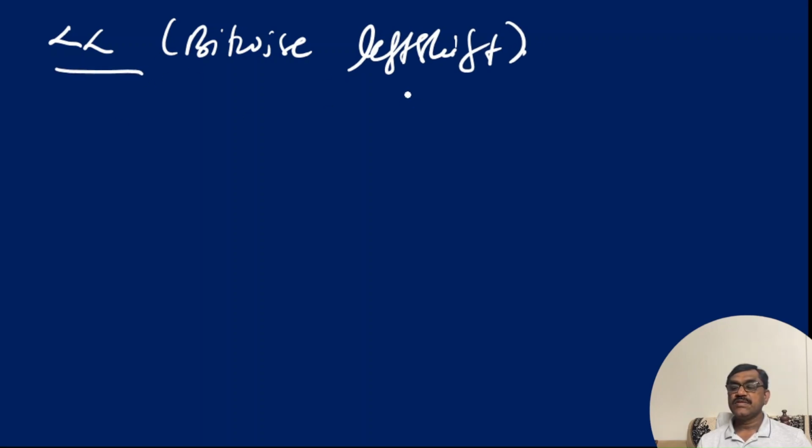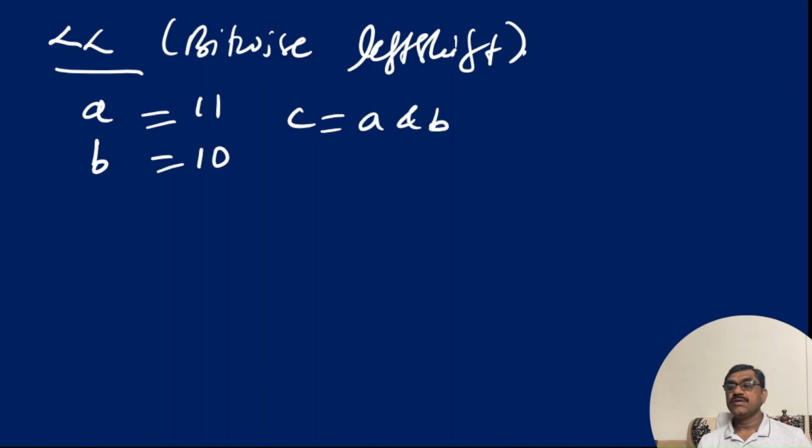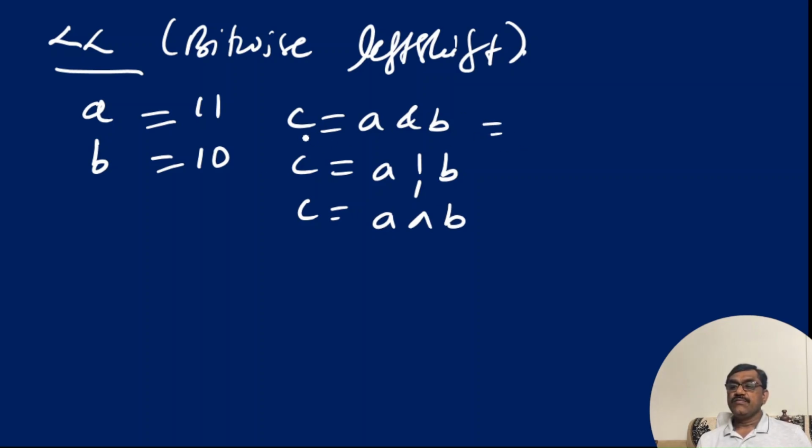So before moving to bitwise left shift, a very important thing: whenever we have taken variables like A and B, and we said that A equals 11 and B equals 10, and we said that C equals A and B. Another one we said A or B, and another example C equals A exclusive or B. So in this case, whenever we take three variables, each and every variable takes minimum 1 byte.